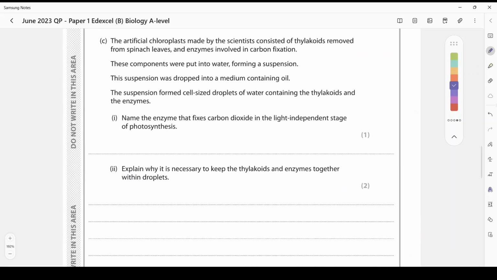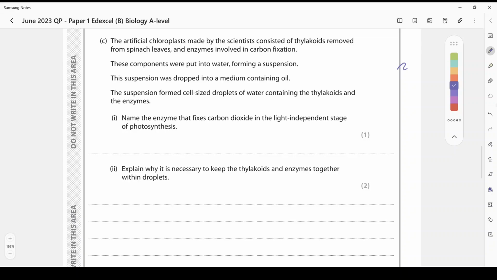The artificial chloroplasts made by the scientists consisted of thylakoids removed from spinach leaves and enzymes involved in carbon fixation. These components are put into water, forming a suspension. The suspension was dropped into a medium containing oil. The suspension formed cell-sized droplets of water containing the thylakoids and the enzymes.